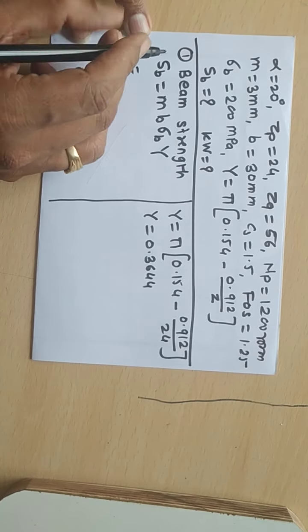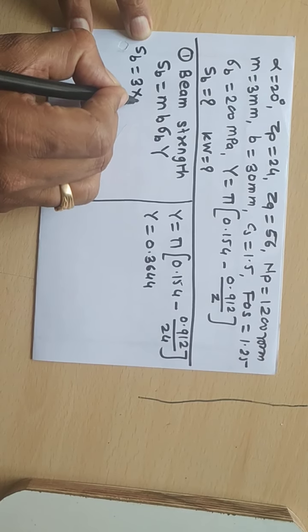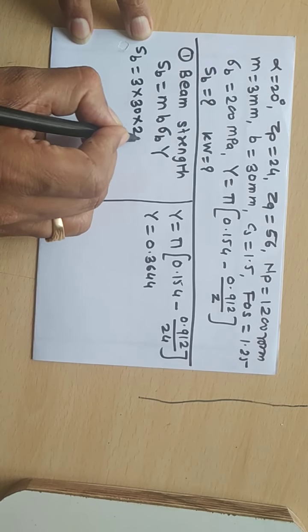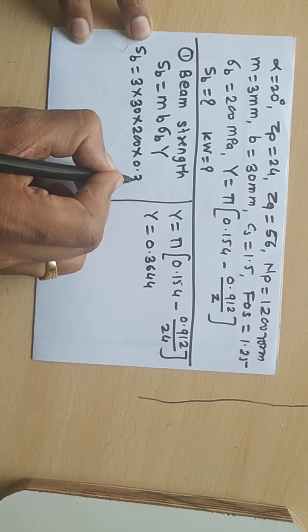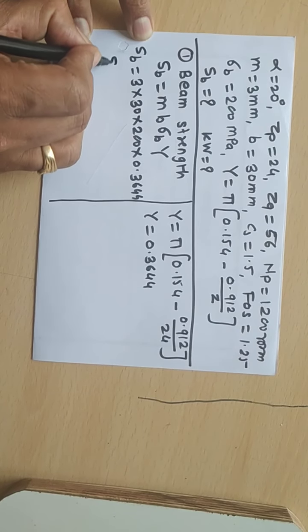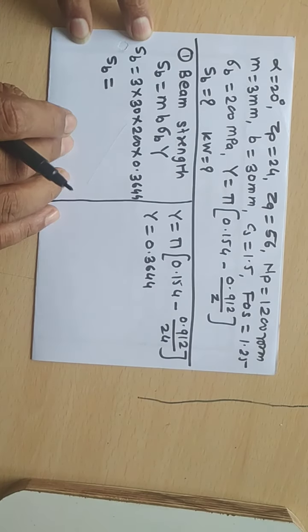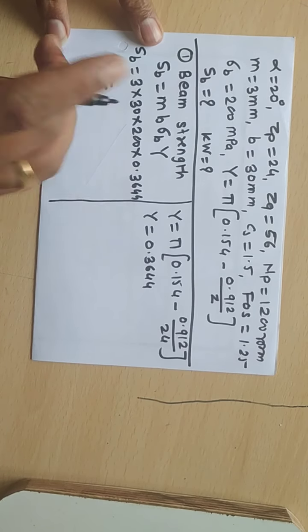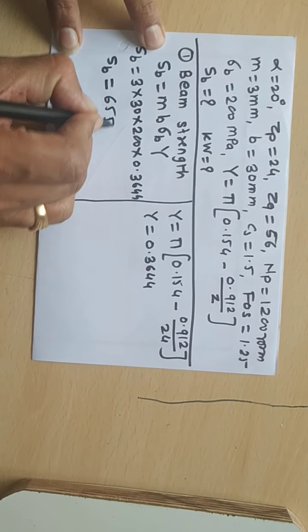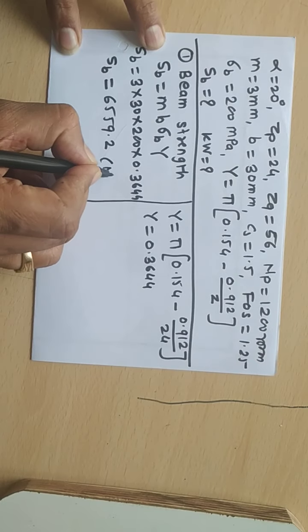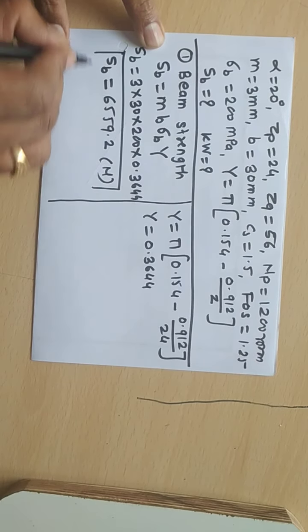Put in this equation. SB is equal to M 3, B 30, sigma B 200, Y 0.3644. Find out the value of SB, that is the beam strength. This is the value of beam strength, that is SB. It is 6559.2 Newton by calculation.